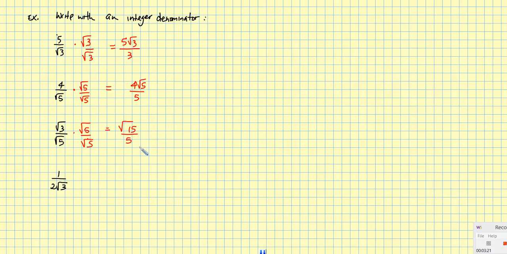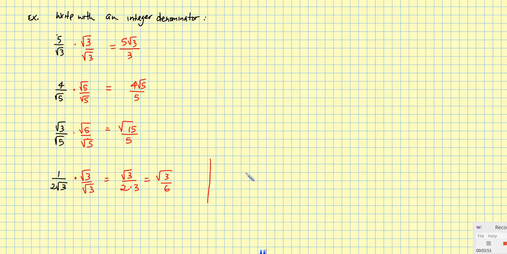Now, in the last example, I could multiply the top and bottom by 2 root 3 over 2 root 3, but there's really no point in doing that because I just want to get rid of the square root. So I could still multiply just by root 3 over root 3, and that'll just give me root 3 over 2 times 3, which is 6. So it would be root 3 over 6.